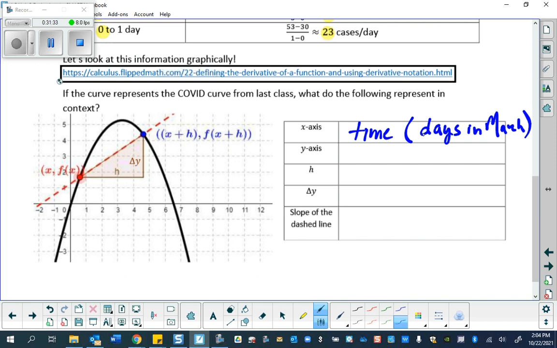All right. What are we measuring? What's on our y-axis? Yeah, we're measuring COVID-19 cases. So what does that H represent? Was that you that said that? I can't tell because of the mask. What did you say?